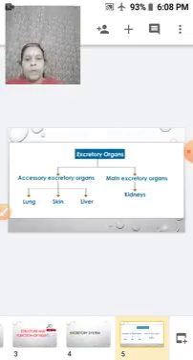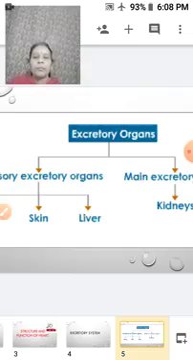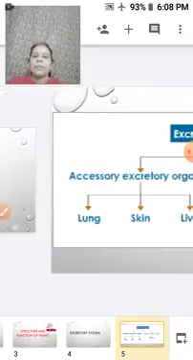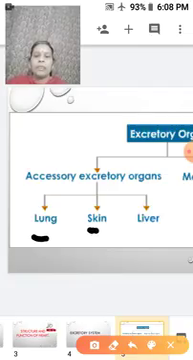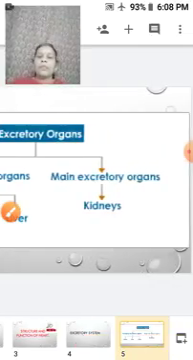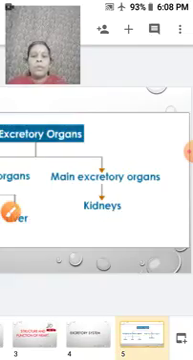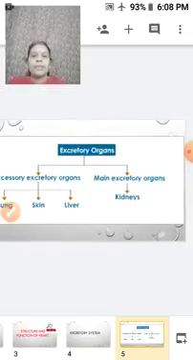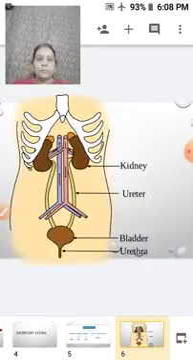So here you can see, children, on the screen that the excretory organs have been divided up into two. One part is the accessory excretory organs, where we have the lungs, the skin, and the liver. On the other side, we have the main excretory organ, and that is the kidney. So children, we will be studying about the main excretory system.